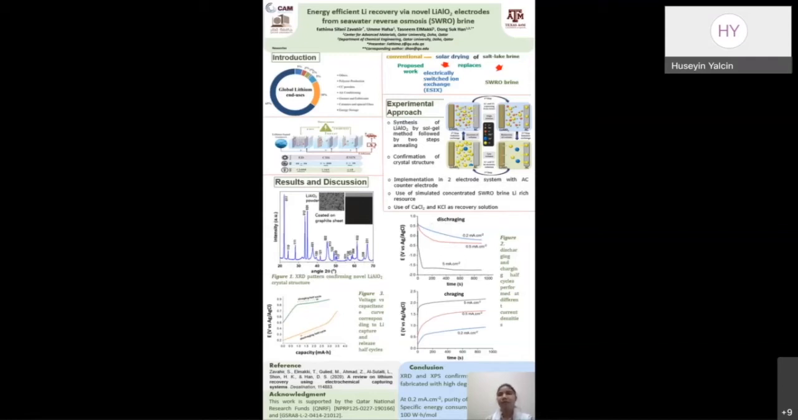Currently, lithium is extracted from concentrated salt lake brines. Salt lake brines have a lithium concentration of about 100 to 1000 ppm. What they do is solar drying of the salt lake brine until the concentration of the brine reaches the desired amount suitable for precipitation, and then collection of lithium in salt form.